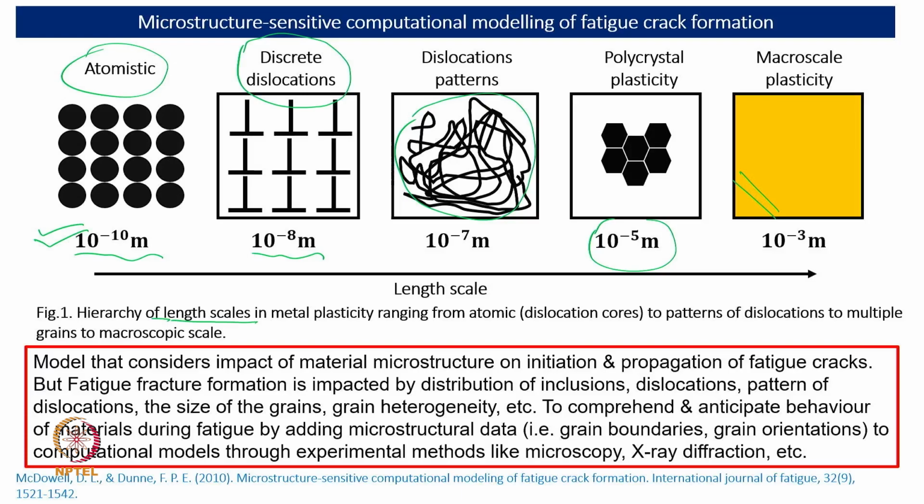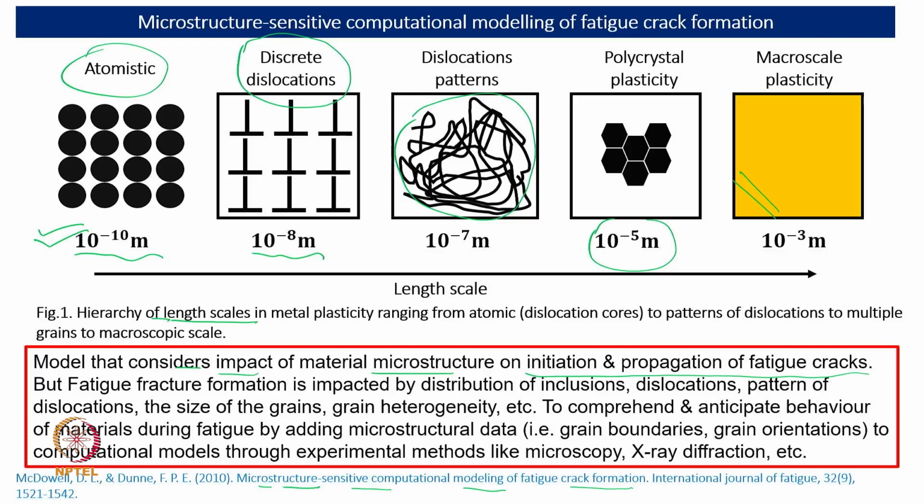In this case, this microstructure sensitive computational modeling has been taken from a reference, it has been shown here. This is, you can see, microstructure sensitive computational modeling of fatigue crack formation, which we have picked up from literature. This model considers the impact of material microstructure on initiation and propagation of the crack. Again, it gives us some information, it does not give complete information.